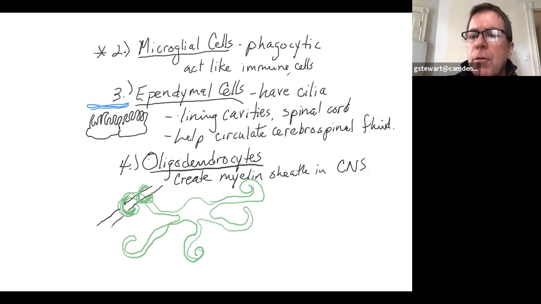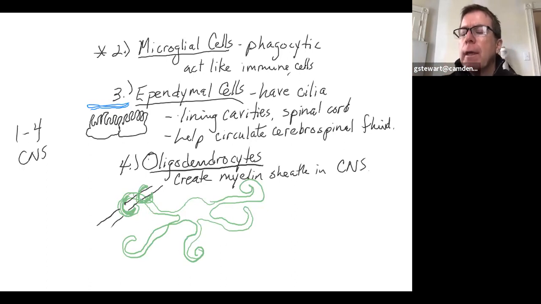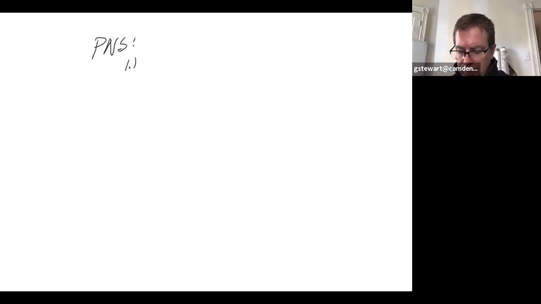Just to remind you, 1 through 4 are in the central nervous system. The last 2 are in the peripheral nervous system. So I'm going to go to this. We're talking about neuroglial support cells now in the peripheral nervous system. And there's 2 types. So I'm going to write 1 and 2 again, just so you don't get them confused with the first 4. Satellite cells.